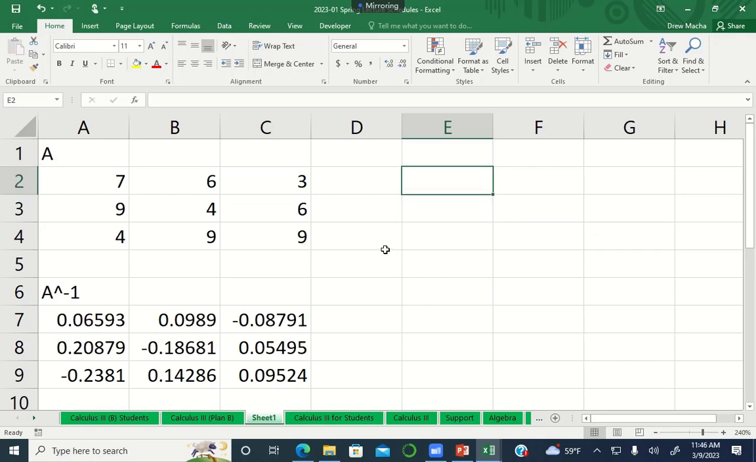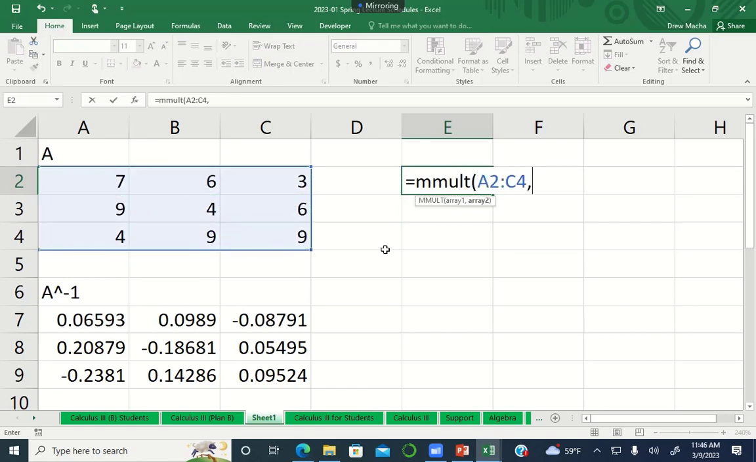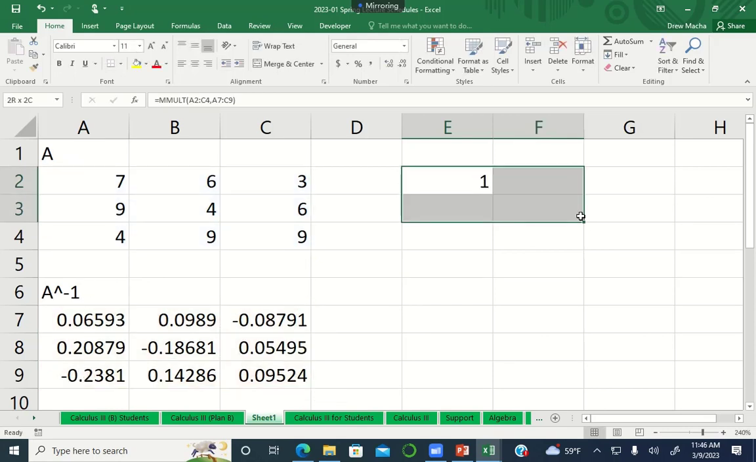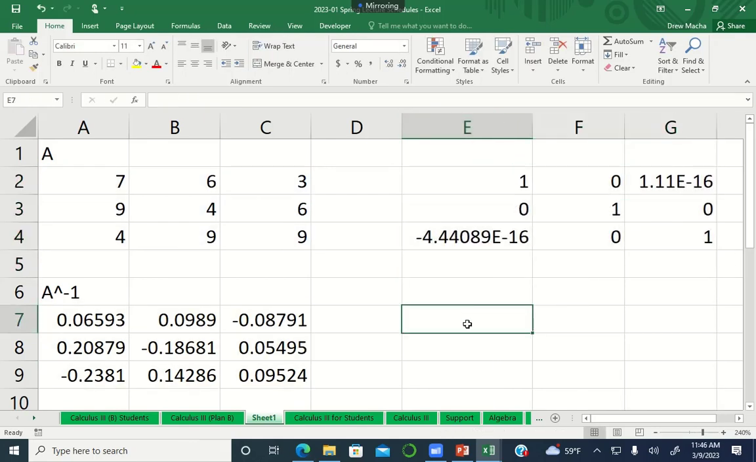And what happens now if I multiply the two? Like I told you before, this should give you the identity matrix if I take these two matrices and I multiply them. So let's do this. And the identity matrix should have ones on the diagonal and zeros everywhere else.